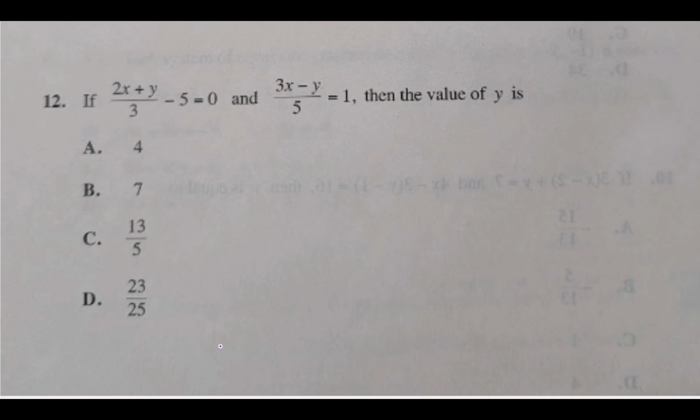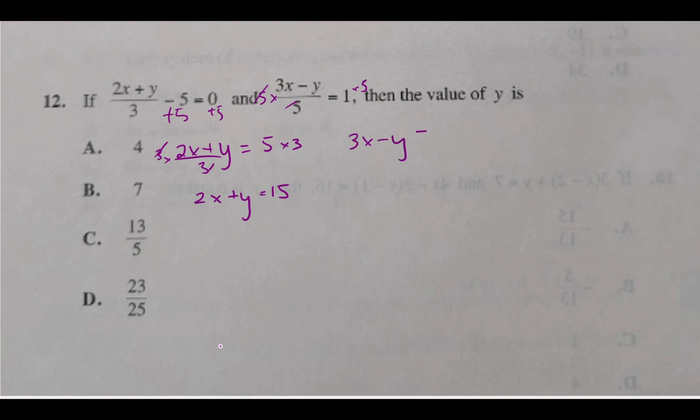So I think the first thing I'm going to do for each of these is get rid of the fraction. So we have (2x plus y) over 3 minus 5 equals 0. If I start by adding 5 to both sides, I have (2x plus y) divided by 3 equals 5. Now I can multiply both sides by 3, so that can go away. And I have 2x plus y equals 15. So that's my first equation. My second one, I'm going to multiply both sides by 5 to get that 5 out of the denominator. And we'd end up with 3x minus y equals 5. So that's my second one.